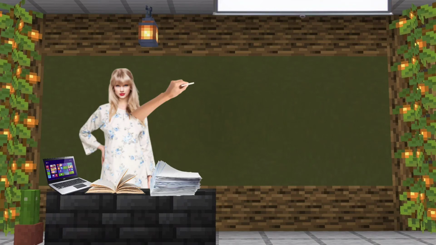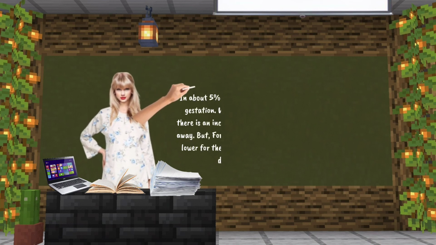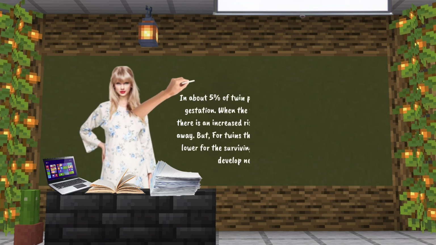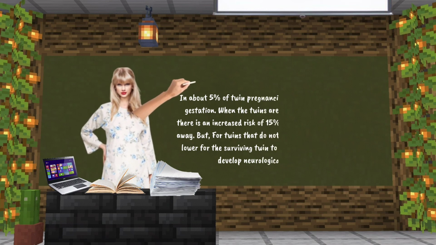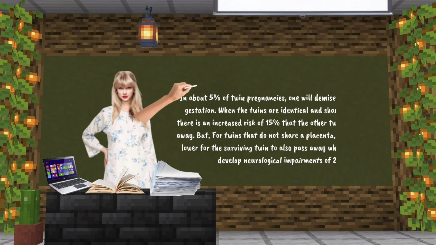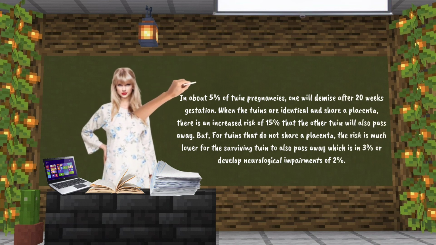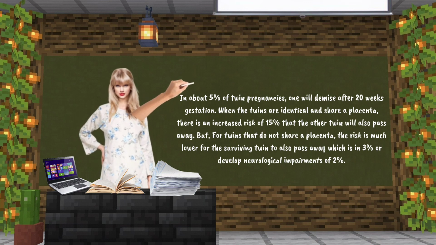Brilliant question. Technically, in about 5% of twin pregnancies, one will demise after 20 weeks gestation. When the twins are identical and share a placenta, there is an increased risk of 15% that the other twin will also pass away. But for twins that do not share a placenta, the risk is much lower for the surviving twin to also pass away, at 3%, or develop neurological impairments, at 2%.